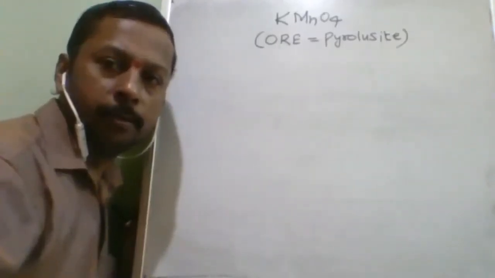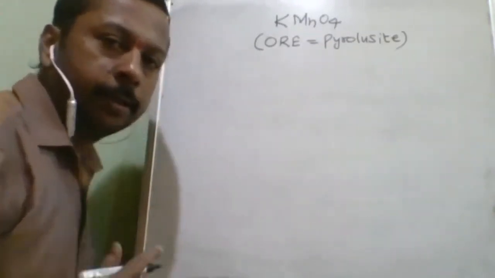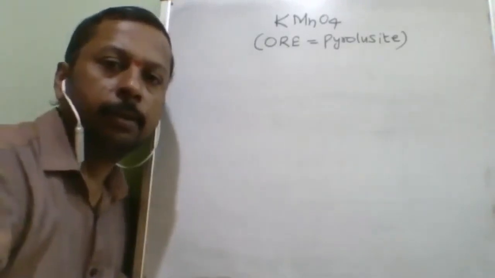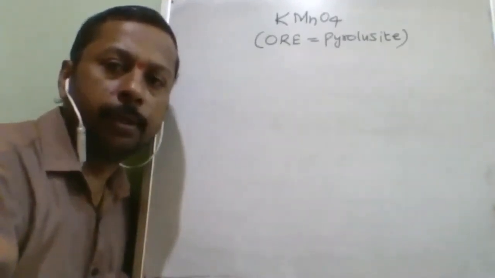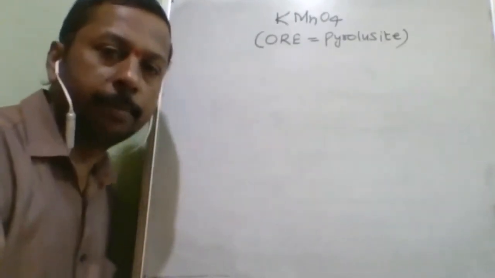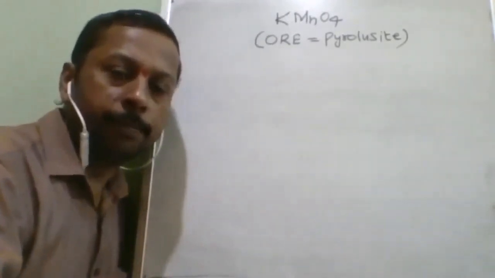Okay, students, now we are starting with the very important topic of the D and F block, that is KMnO4. Here we are going to study mainly the preparation, properties, and uses. Three parts we are going to study: preparation, properties, and uses.